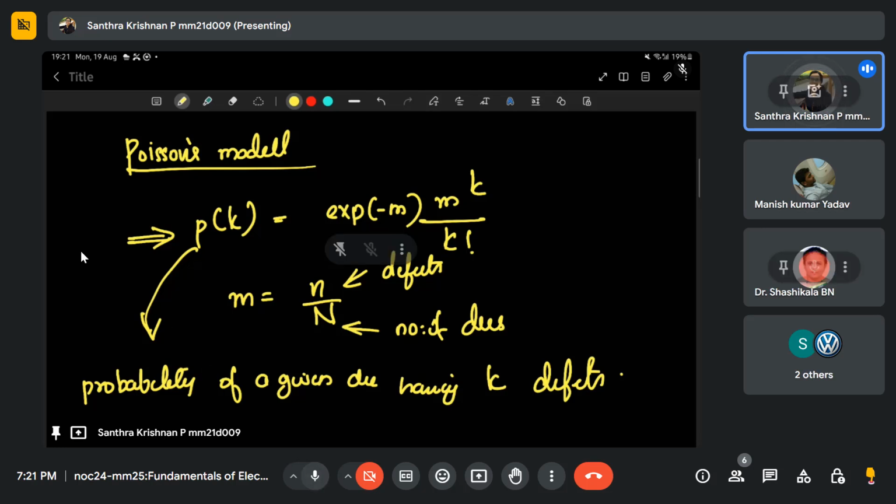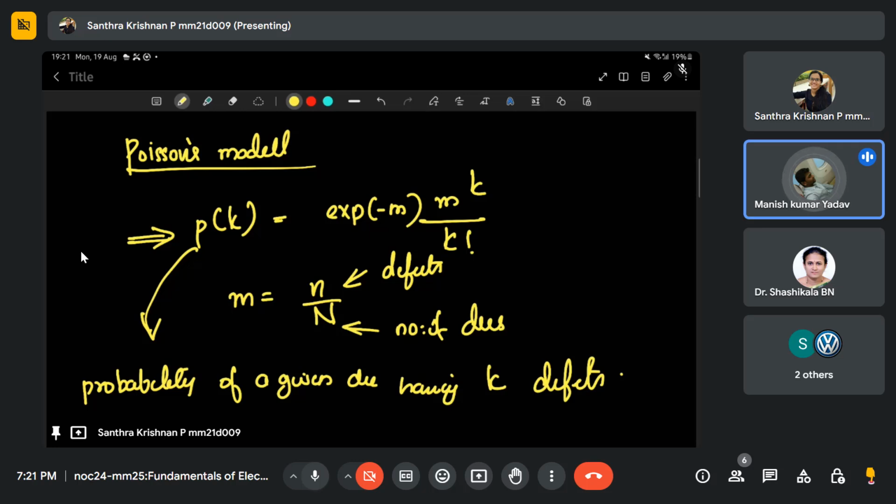Till where were you able to listen? Just in this slide, ma'am, probability of the given dies having K defects. So basically, there could be problems from this session.